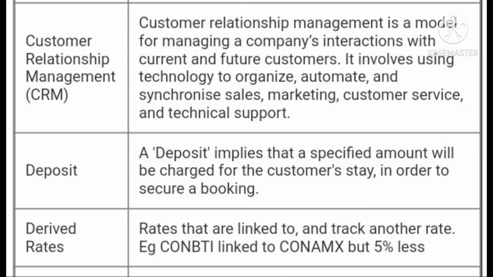Now we will go to deposit. A deposit implies that a specified amount will be charged for the customer's stay in order to secure a booking. Next is the derived rates. Rates that are linked to and track another rate. For example, AGCONBDI linked to CONAMX but 5% less.